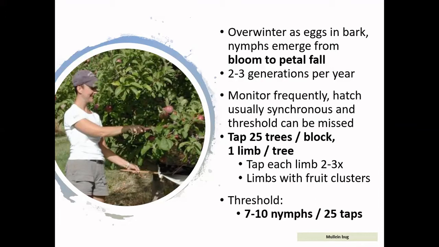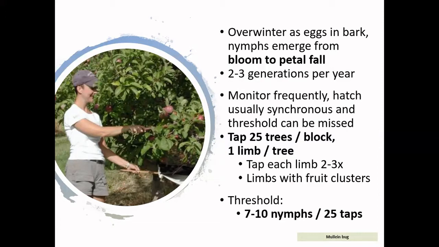And the way that mullen bug are monitored is through tapping. And with this, you would tap 25 trees per block. And on each tree, it's 1 limb. Doing only 1 tap on the tree, as soon as you start to shake the tree, it can disturb the other pests on the tree. So it's best to move to another tree to do another tap.